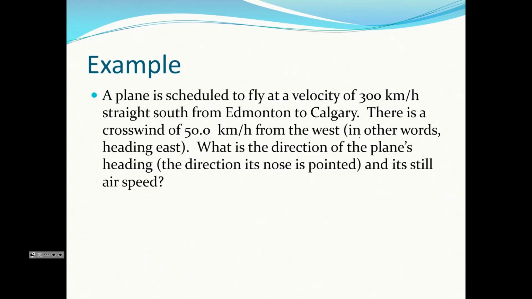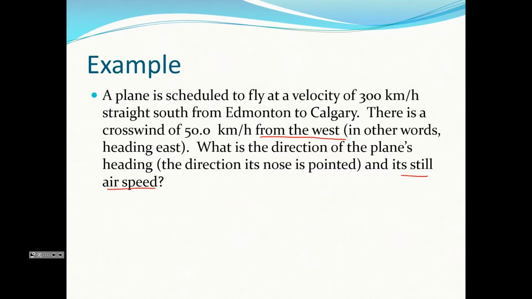Okay, so a plane is scheduled to fly at a velocity of 300 kilometers an hour straight south from Edmonton to Calgary. There's a crosswind of 50 kilometers an hour from the west, so in other words, headed east. So wind is always given from the direction it comes from. So it always says from the west, from the east, from the north, anything like that. So it's headed east. What is the direction of the plane's heading? And its still airspeed.